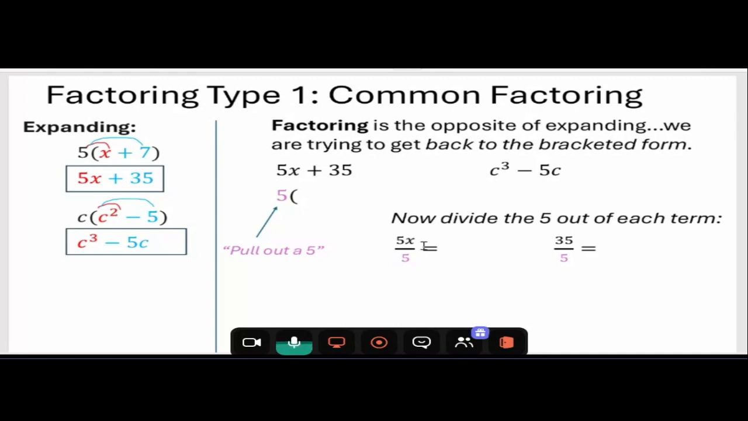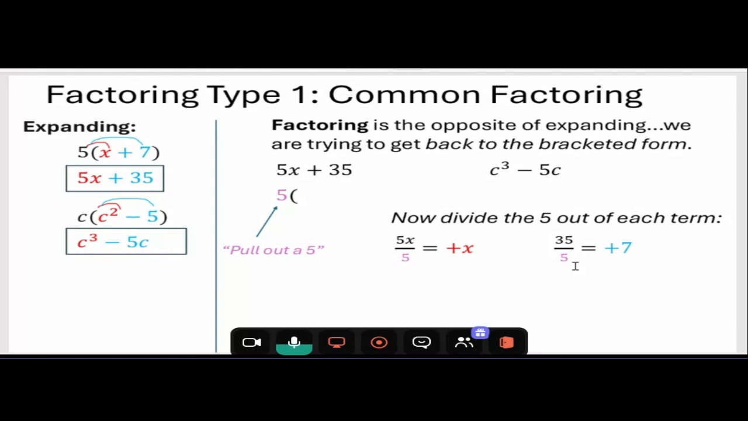We're going to divide that 5 out of each of the other terms. So 5x divided by 5 is just x. And I put a plus sign in there because it may or may not be important, but we know, even if we don't need to write it, we know it's there. What's 35 divided by 5? That's 7. And again, I put the plus sign there.